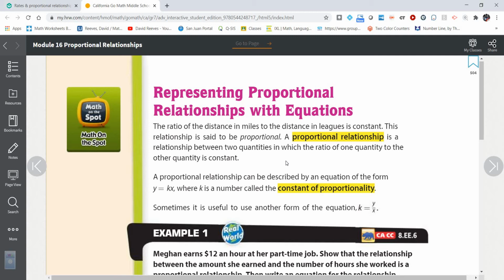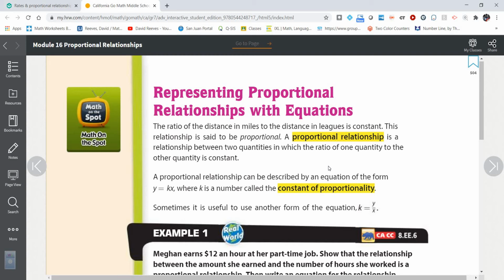But remember when we were solving proportions and we were working with equivalent ratios? It's just that same idea, right? When you have a proportional relationship, that means one is a multiple of the other. One is a multiple of the other. That's probably the easiest way to look at it.